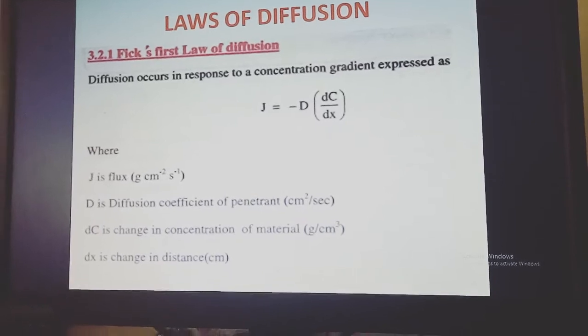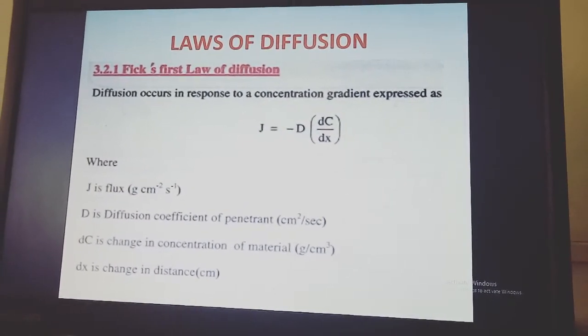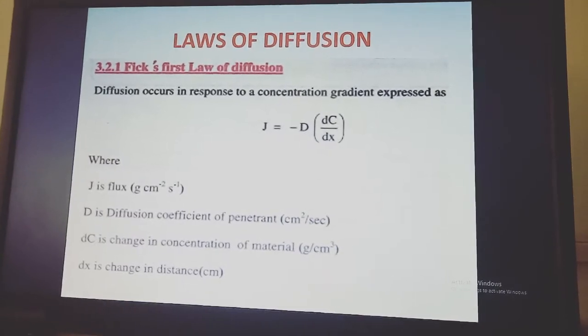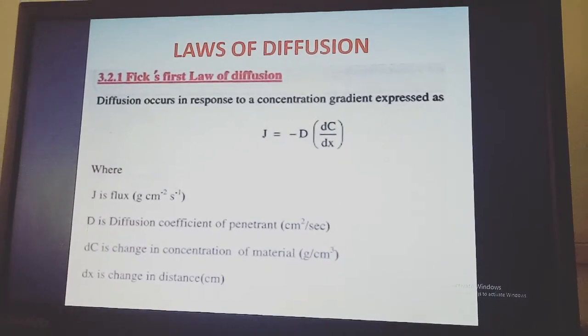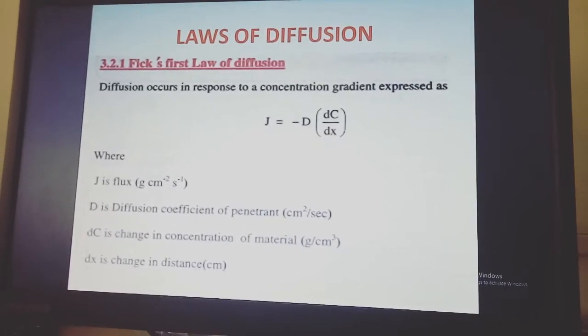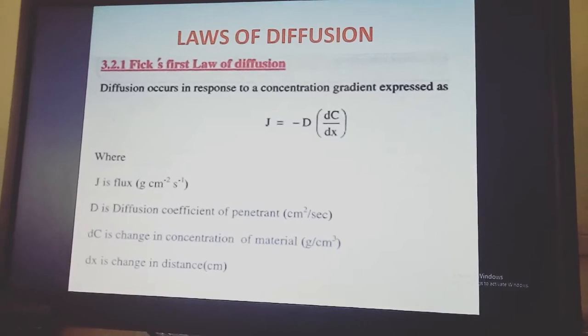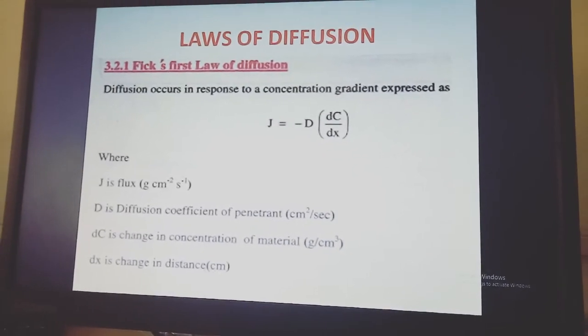Now there are various laws of diffusion. The first law is Fick's law of diffusion, which was given by Adolf Fick. That's why it is called Fick's law. It is the first law given by Fick. It states that the diffusion flux is directly proportional to the concentration gradient.